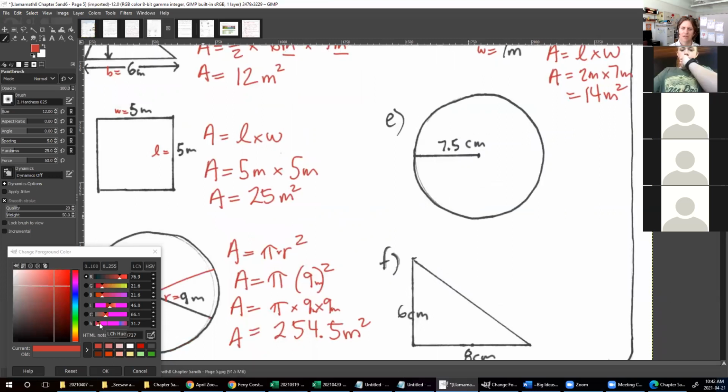Same with this one now, because I have the formula. Area equals pi r squared.